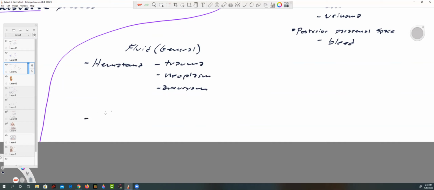Let's see what else we have. We have the lymphocele. That is going to be anechoic, and that is going to occur most often post-surgery. We already mentioned urinoma. That is most likely going to be found in the perirenal space, because that's where the kidney actually sits. So urinoma is any urine that gets outside the collecting system will create a little fluid pocket.